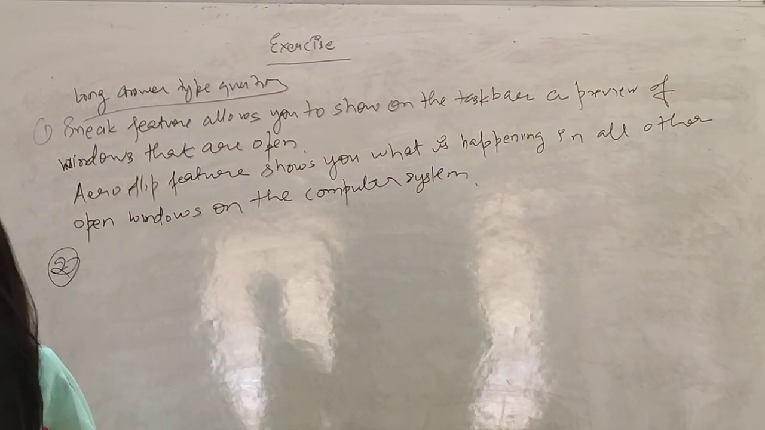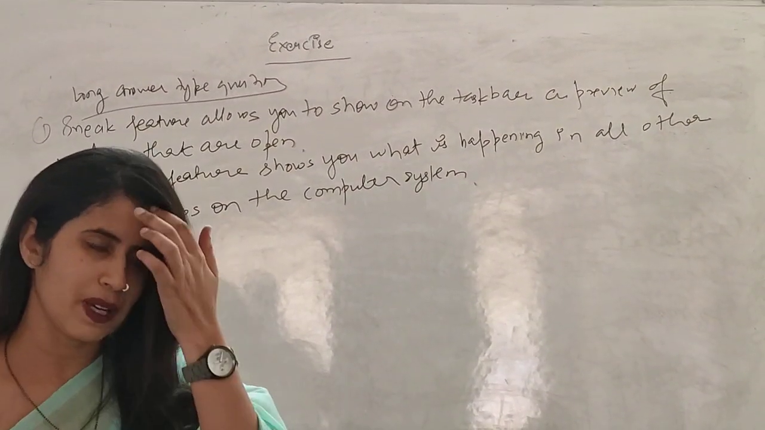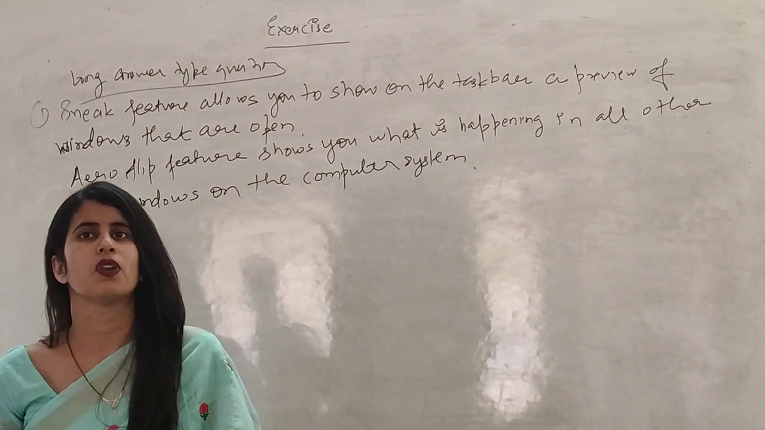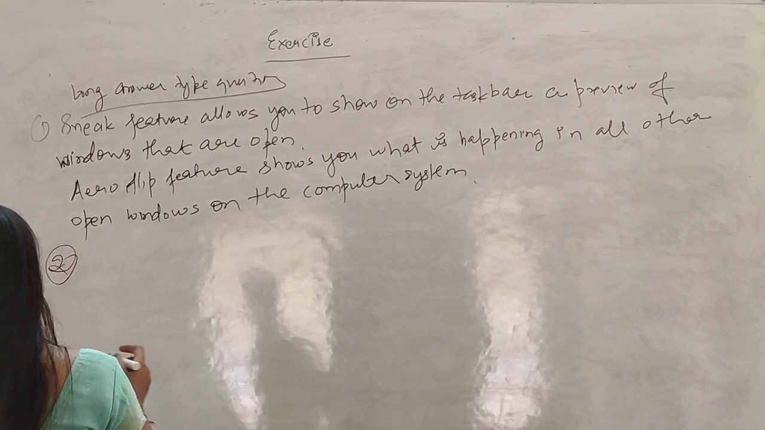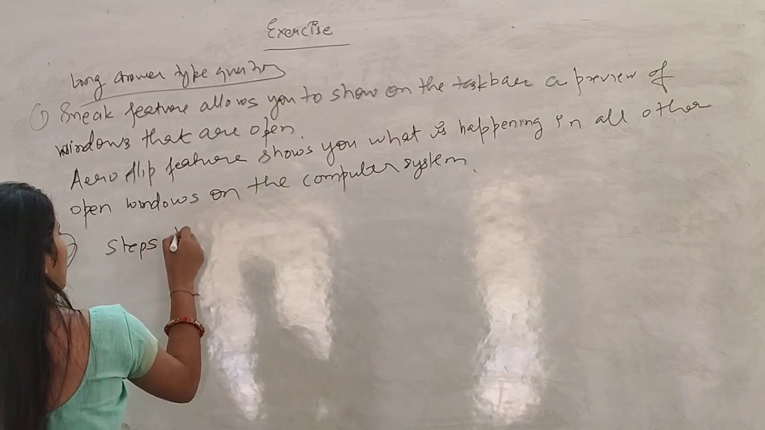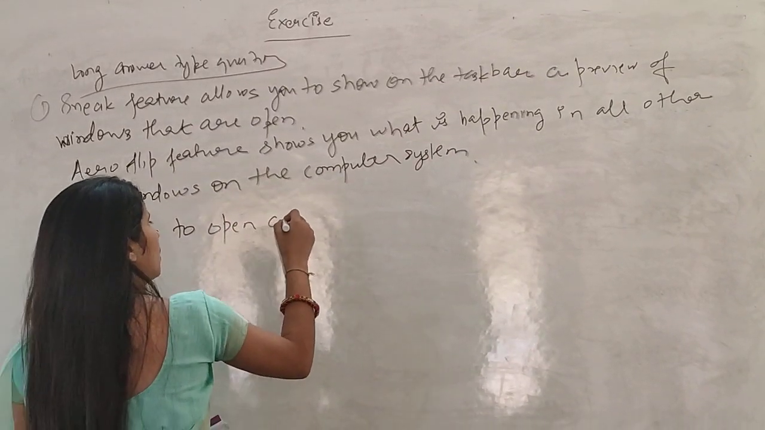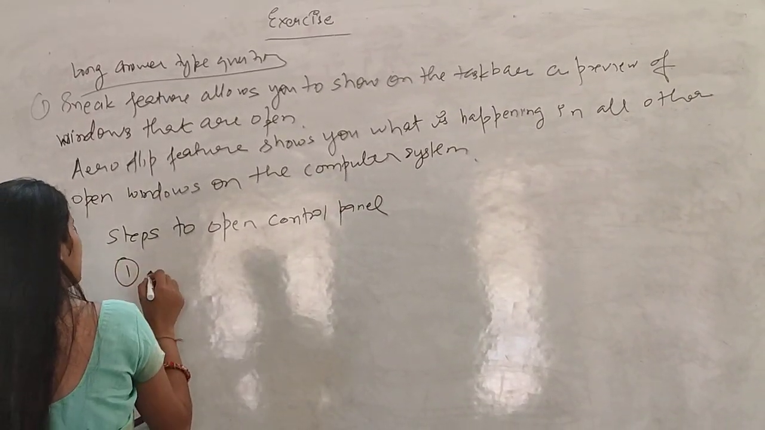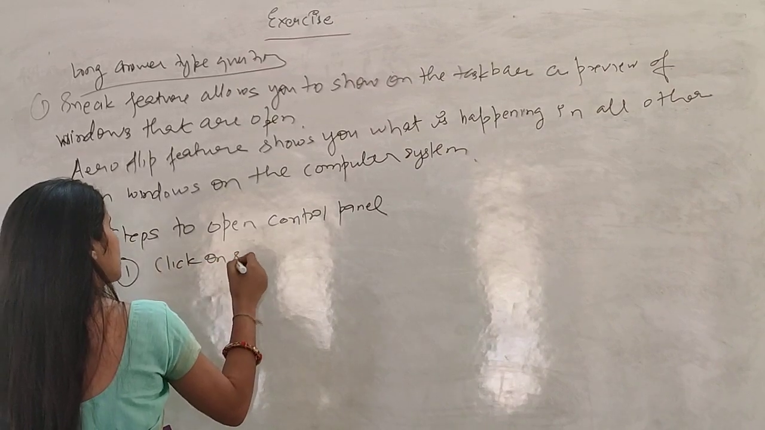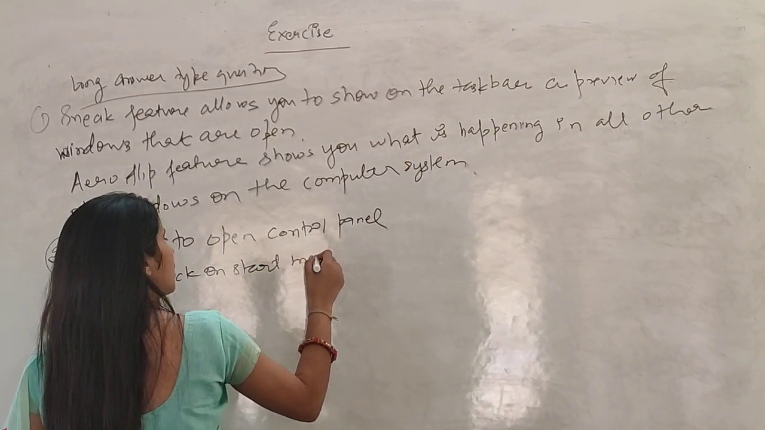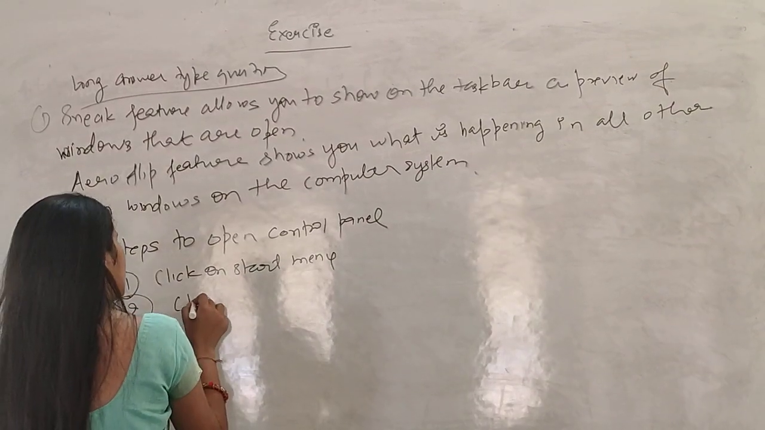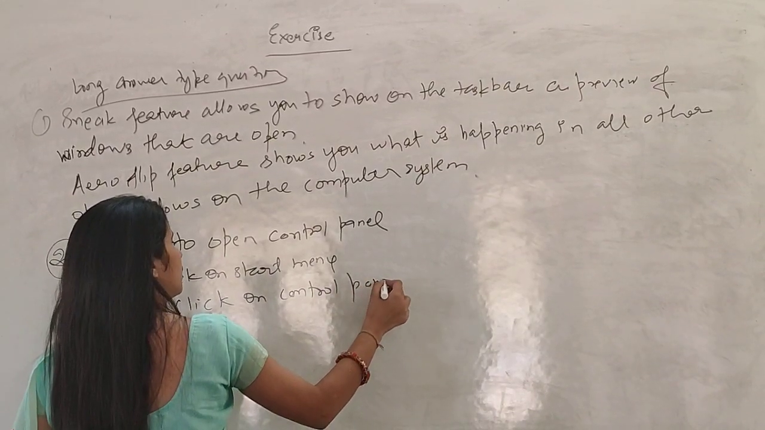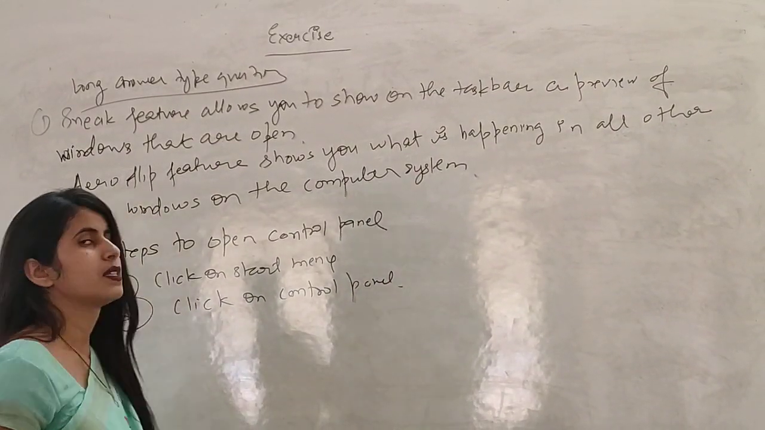Next question is, write the steps to open control panel. Means how can you open the control panel? So it is very easy. We have only 2 steps to open it. We use heading steps to open control panel. Okay. So first step is click on start menu. Second is click on control panel. So this is the answer of the second question.